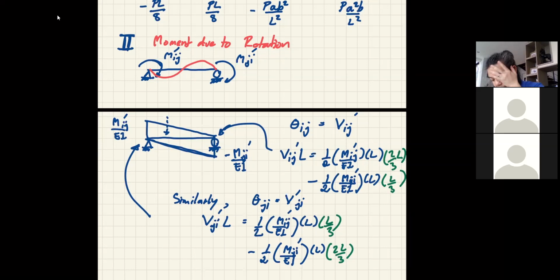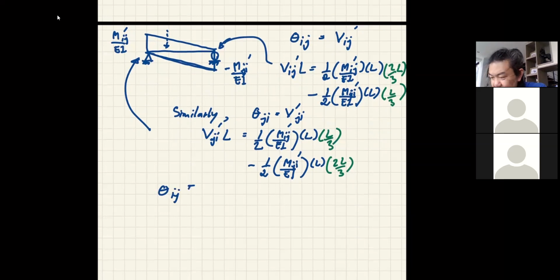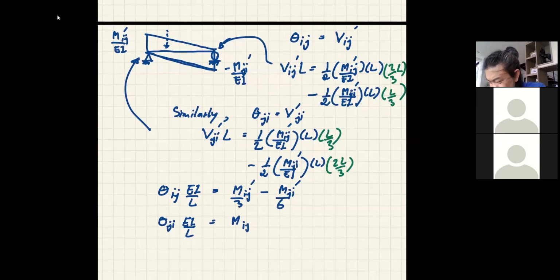Okay, so now you got two equations, you solve for them. In the end, you now have the relationship of theta ij EI over L is equal to Mij over 3 minus Mji over 6, and theta ji EI over L is equal to Mij over 6 minus Mji over 3.